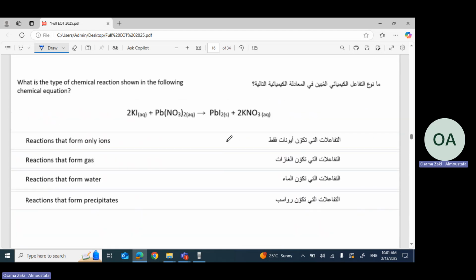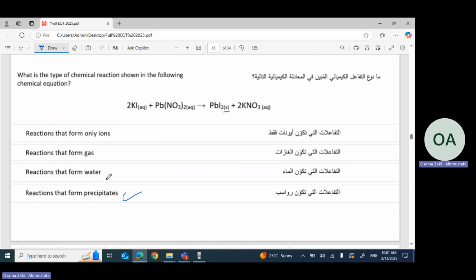The third one. What is the type of the chemical reaction shown in the following chemical reaction equation? So as you see here, what do we have here? We have S in the products. S, solid. So solid precipitates. So we choose this one. Because if we have G, gas, we choose this one. Water, we choose L. Water, H2O, liquid.